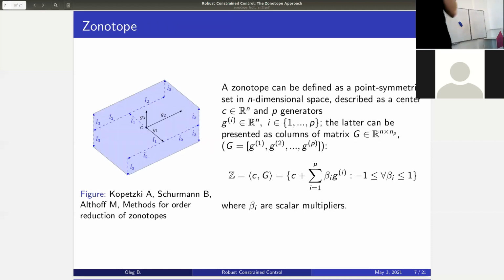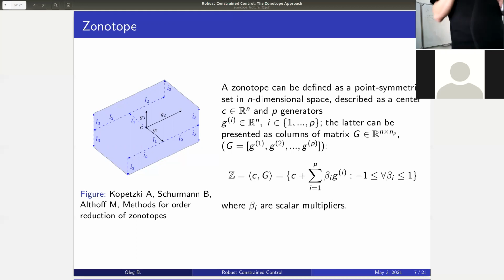And because it's about sets, first we should describe the type of sets that we will use. We will work with zonotopes. Zonotopes are point symmetric sets in n-dimensional space. It's a very narrow type of polytopes, but this type has some very good properties. Let's start with several examples of zonotopes and how we describe them.